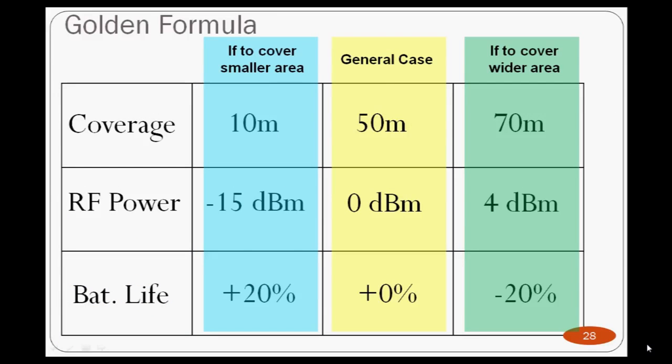Of course, the formula was set to calculate based on a fixed coverage of 50 meters. If you want a beacon to cover a smaller or wider area, the results will vary respectively. For example, if you adjusted it to cover a smaller area like 10 meters, then the battery life can be 20% longer.